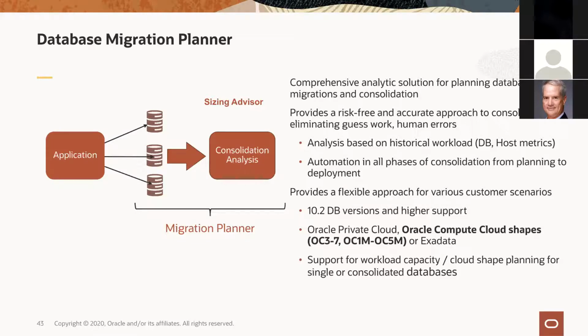And we're supporting databases from 10.2. There are some restrictions because not all the IO metrics are available, but it's more or less possible to do it from 10.2 databases and onwards. And we can do this to either Oracle Private Cloud, Exadata, Exacloud systems, and Oracle OCI shapes as well. And we have the ability to do this for database to database or database to server consolidation as well.